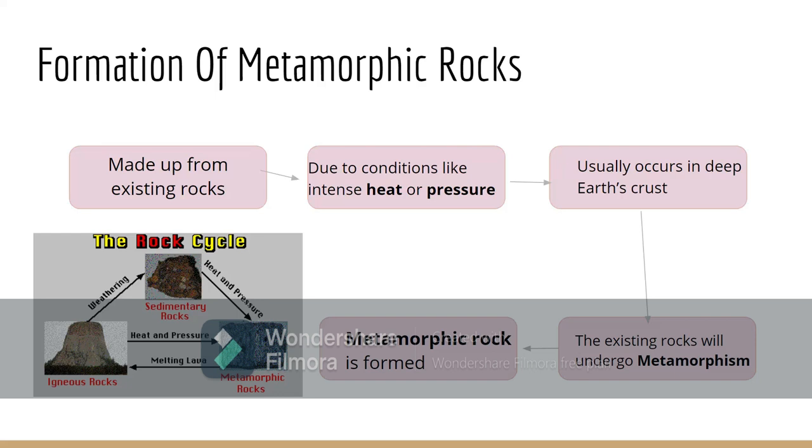So for the formation of the metamorphic rocks, basically metamorphic rocks originally come from existing rocks, and due to certain conditions like intense heat or pressure, they will undergo change or transformation. So basically it usually occurs in the deep earth crust. The existing rocks will undergo a process named metamorphism, or in other terms known as transformation or changes. And lastly, the metamorphic rock is formed. So you can see basically the rock cycle.